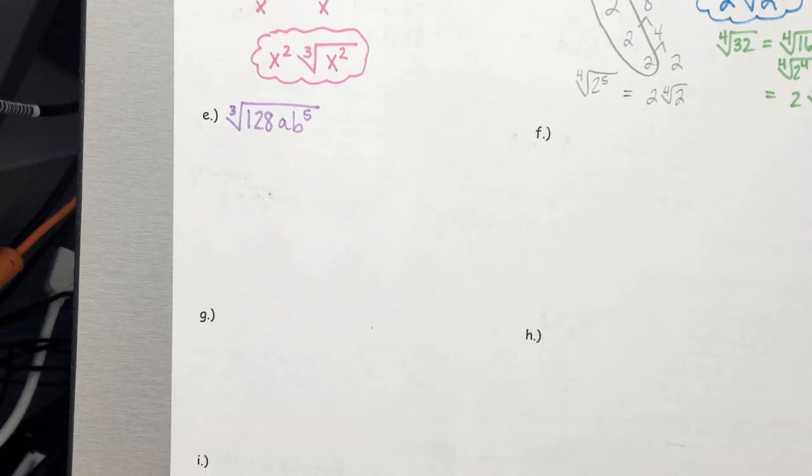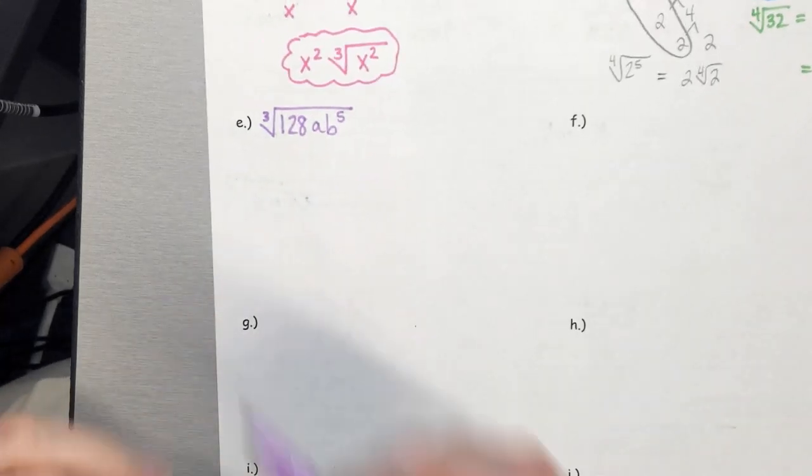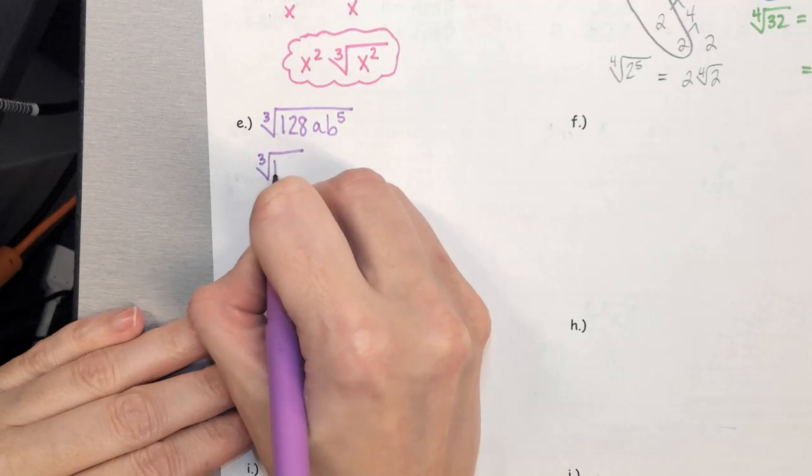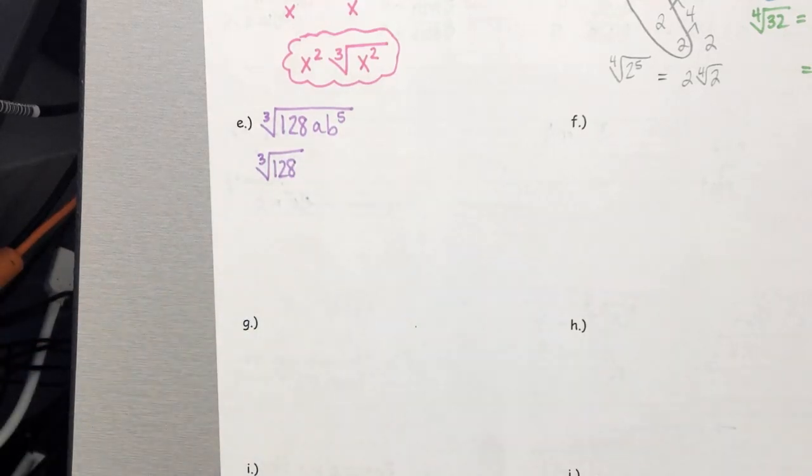Okay, so why don't you guys start with just the cube root of 128, and I want you to simplify that. Start with the cube root of 128, and then just simplify it. You need your factor tree, and then move on to the variables.